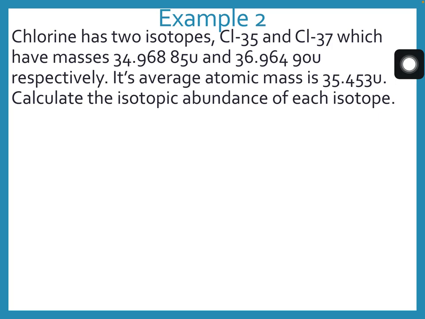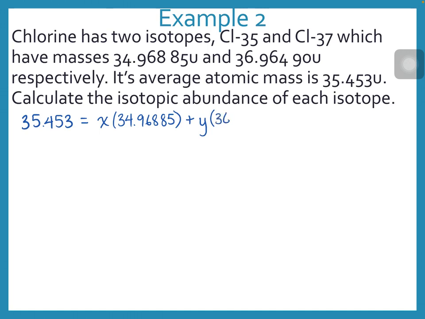So the atomic mass we know, 35.453, is equal to some percent, I'm going to use an x to represent that, some percent of 34.96885, and some other unknown percent, a different amount, of 36.96490. So these are my two different samples, the two masses that they have, so chlorine 35 and 37.